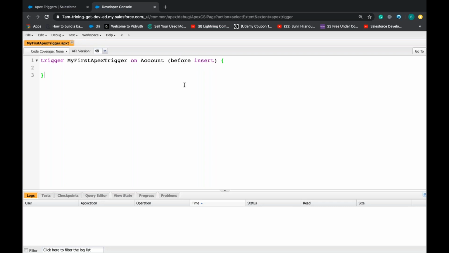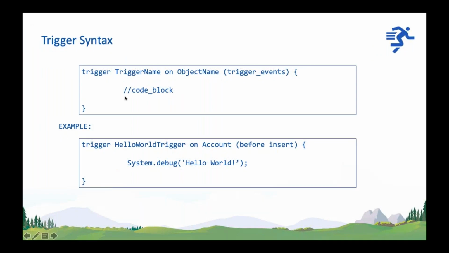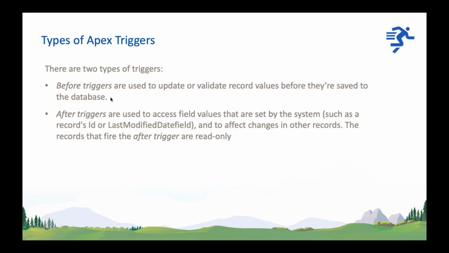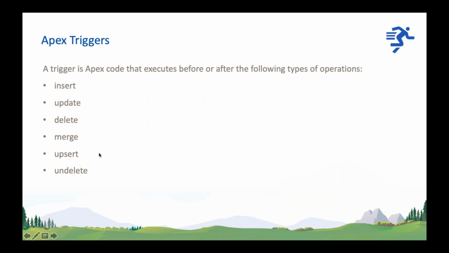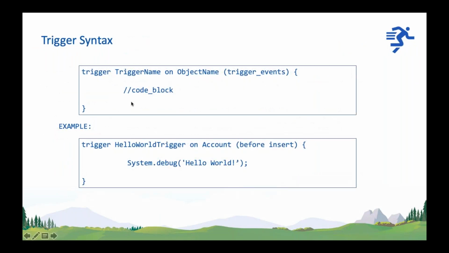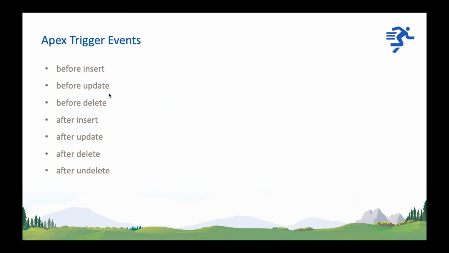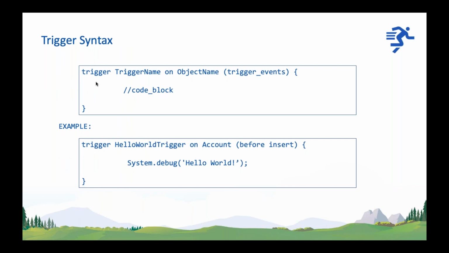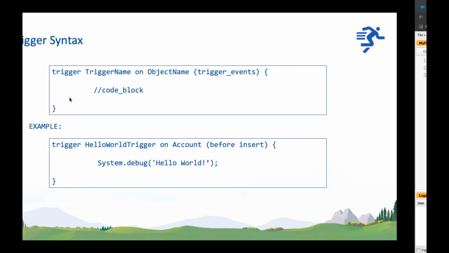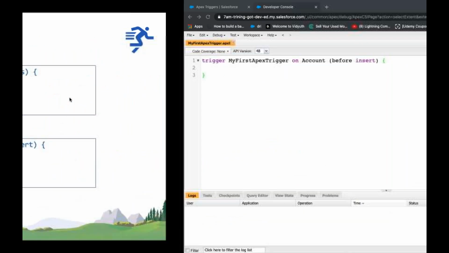What is this before insert? We talked about before triggers and we talked about DMLs. We'll see shortly. Okay, I'll show you now. These are the various trigger events: before insert, before update, before delete, after insert, after update, after delete, after undelete. We'll come back to it. But in this example, I just want to debug: system.debug hello world.